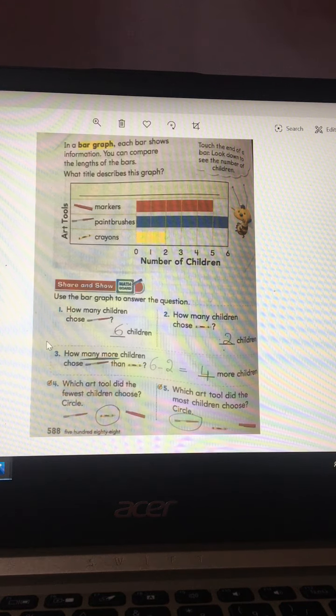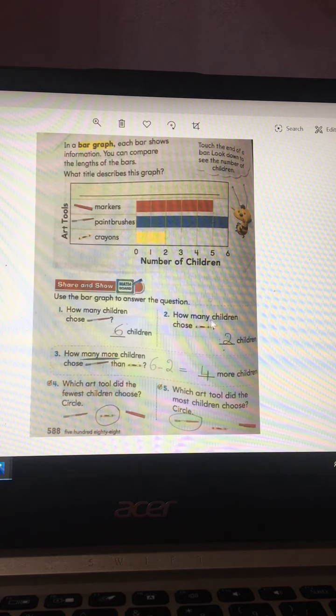How many children chose the paint brushes? Okay, this is the picture of the paint brushes. Now we can count, or we can have a look at where the bar ends, at which number? At 6. See, the blue bar ends at 6. So 6 children chose the paint brushes. This is question number 1.